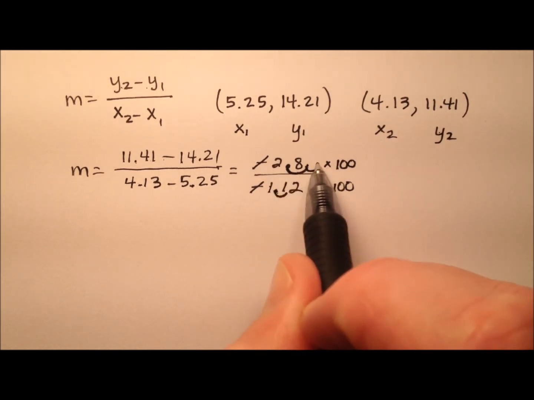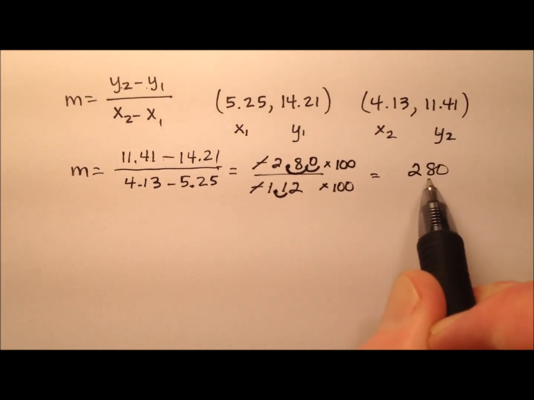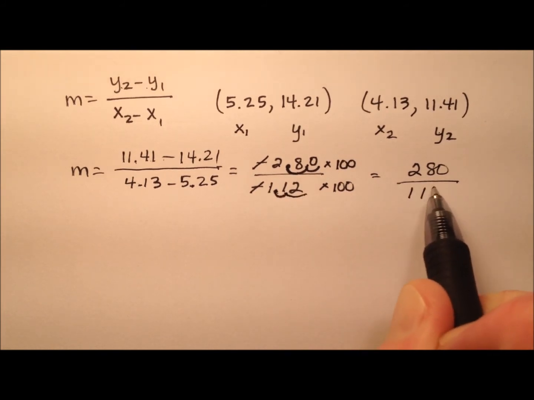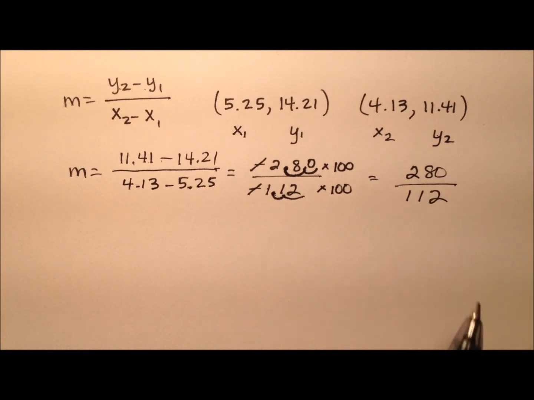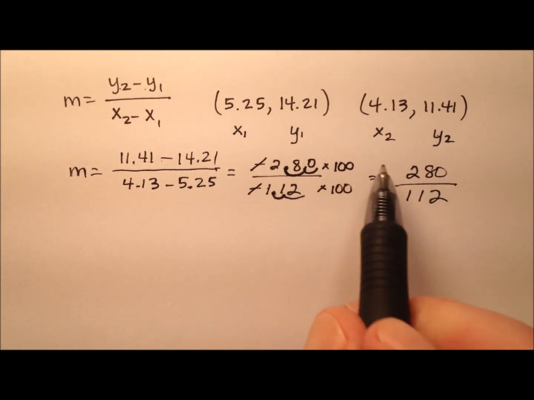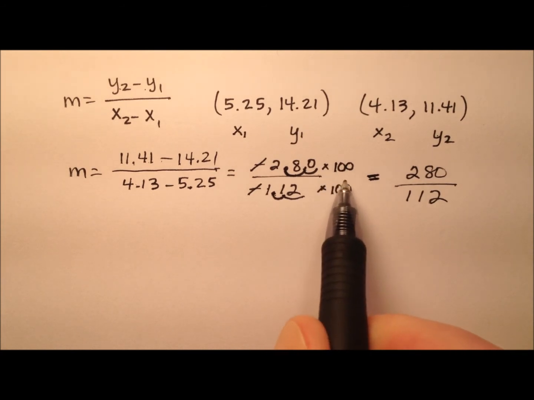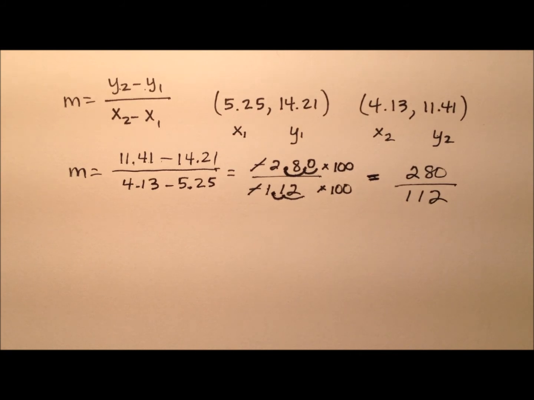In the numerator, it goes from 28 to 280, okay? And in the denominator, it'll go from 11.2 to 112. And now we no longer have decimals in our fraction. So once again, the way we eliminated the decimals is by multiplying the top and bottom of our fraction by powers of 10, so we could move that decimal point out of the way and kind of shuffle him off.